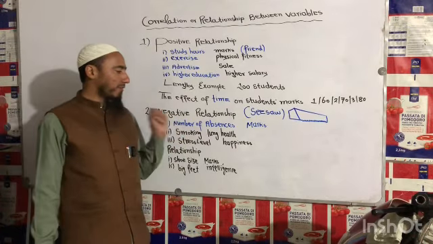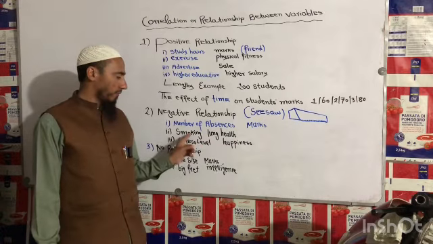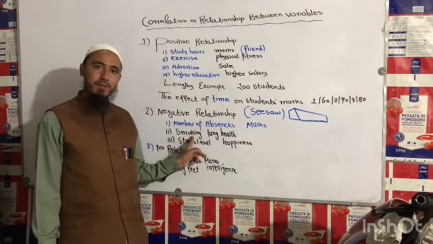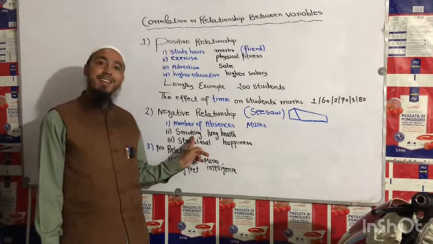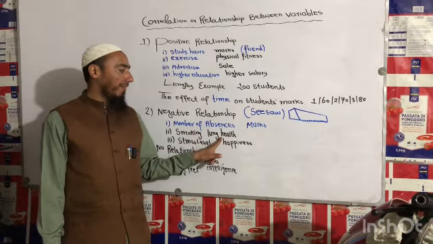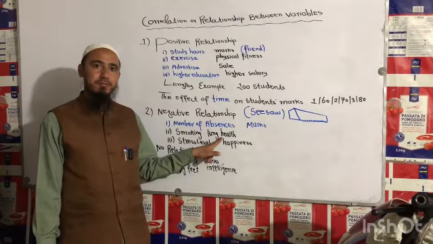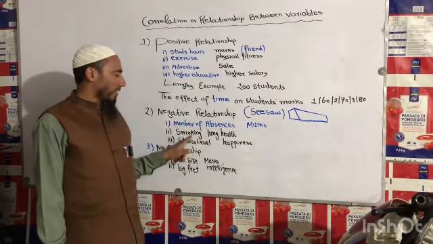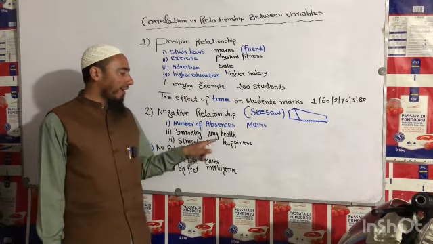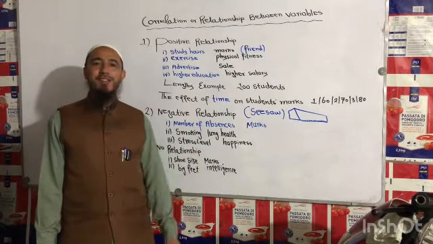Take the example of smoking and lung health, two variables. If a person smokes a lot, definitely lung health problems will increase. If a person smokes a lot, lung health problems will increase. Negative relationship is there.